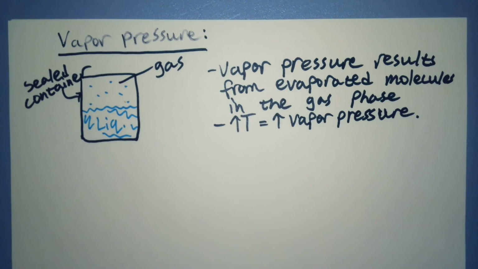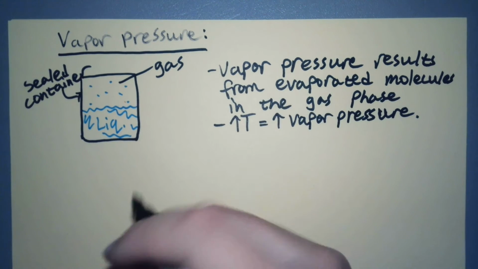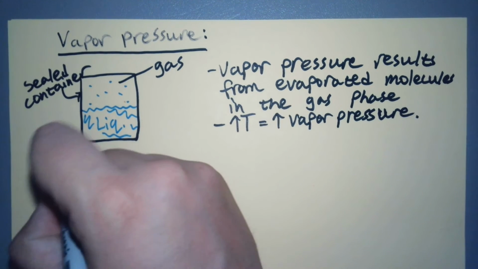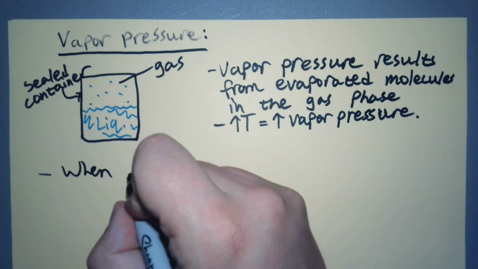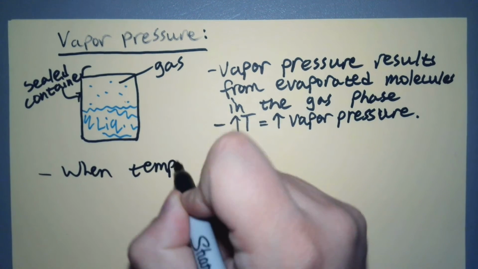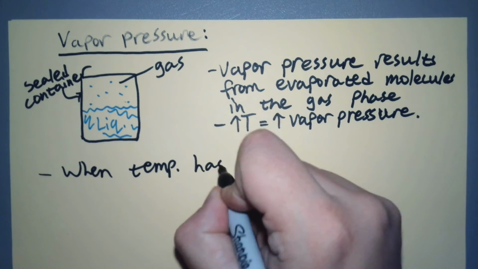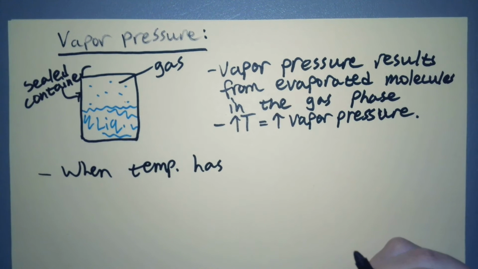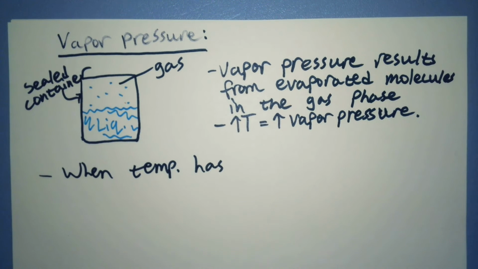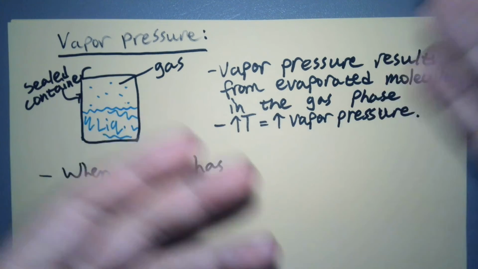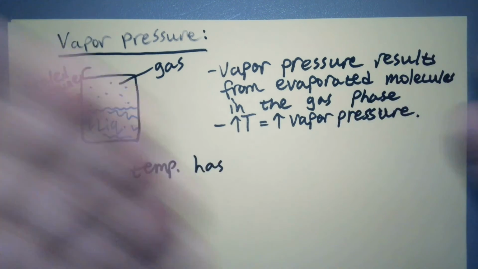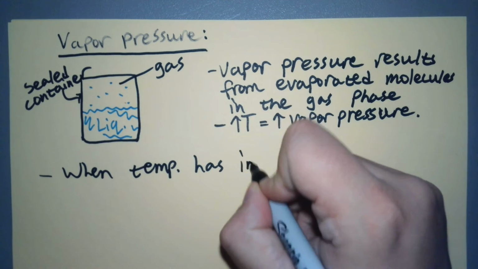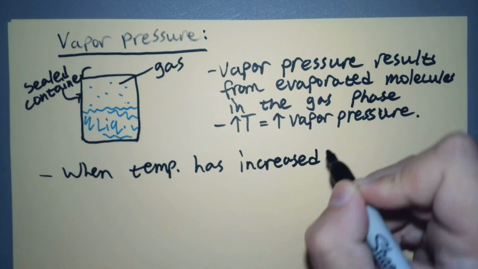Now, what happens if we just keep increasing the temperature? Well, vapor pressure is going to keep going up and up and up. But if we increase temperature far enough that the vapor pressure reaches the atmospheric pressure, well, that's boiling. And you can't make the vapor pressure larger than atmospheric pressure because it's in equilibrium with its surroundings. And so that's why we have a boiling point.